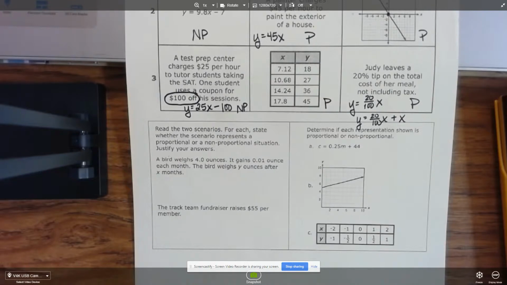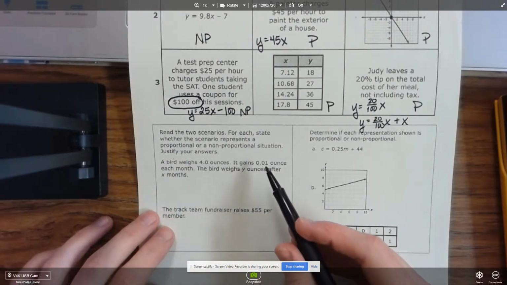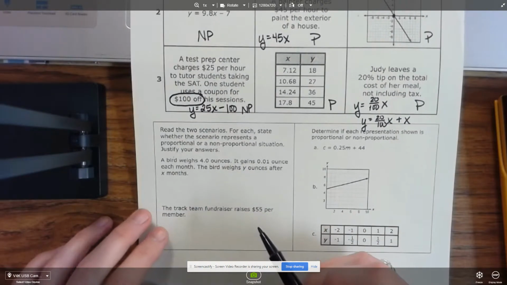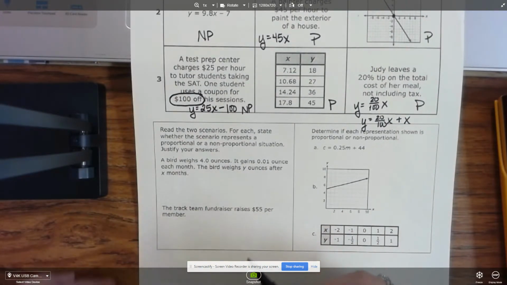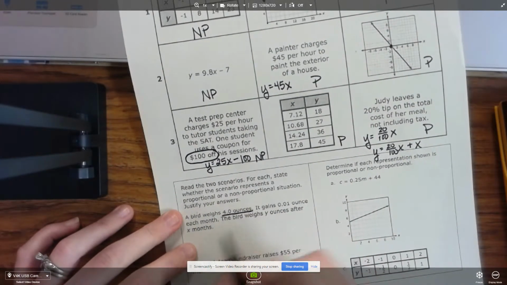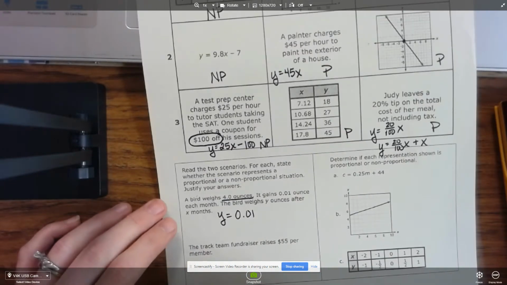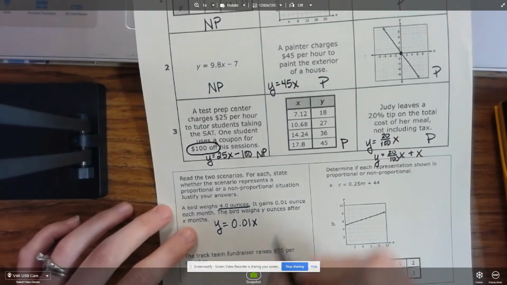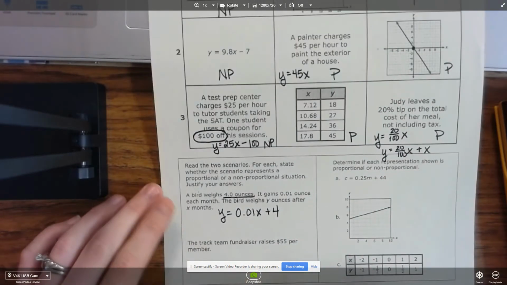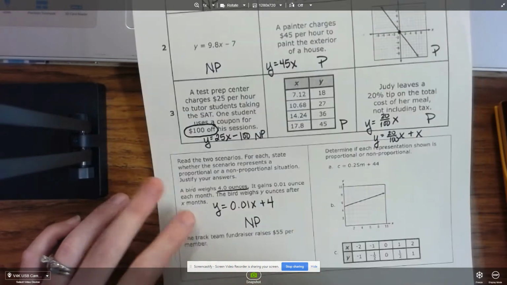All right, read the two scenarios for each state. State whether the scenario represents a proportional or a non-proportional situation. So a bird weighs 4 ounces. It gains 1/100 of an ounce each month. The bird weighs Y ounces after X months. So what we've got here is a starting amount. The bird starts at 4 ounces. So he gains the 1/100 of an ounce each month. So that's our X plus the original 4 ounces that he weighed. So anytime that you have a starting amount, this is non-proportional.